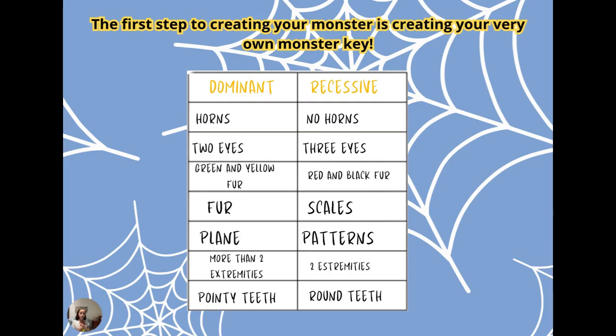I chose, for my dominant ones, horns, having 2 eyes, green and yellow fur, having fur, being plain, that means having no patterns, just one color, more than 2 extremities, so like 3 arms or 3 legs, and having pointy teeth. Now, for recessive, I chose having no horns, 3 eyes, red and black fur, to have scales, to have patterns on the fur, to have 2 extremities, whoopsies, little typo there, and having round teeth. That means that the teeth aren't really pointy.